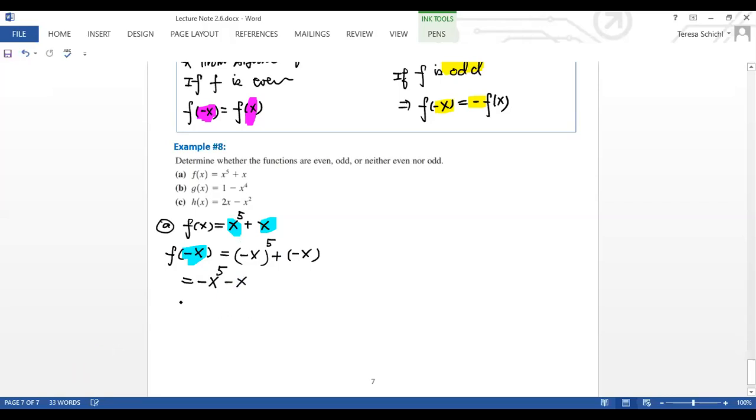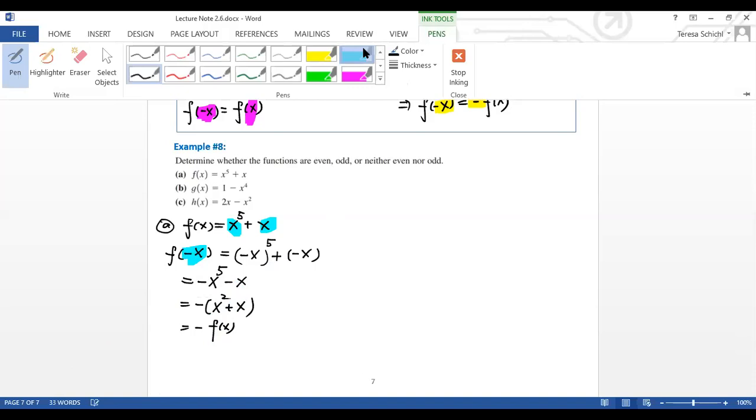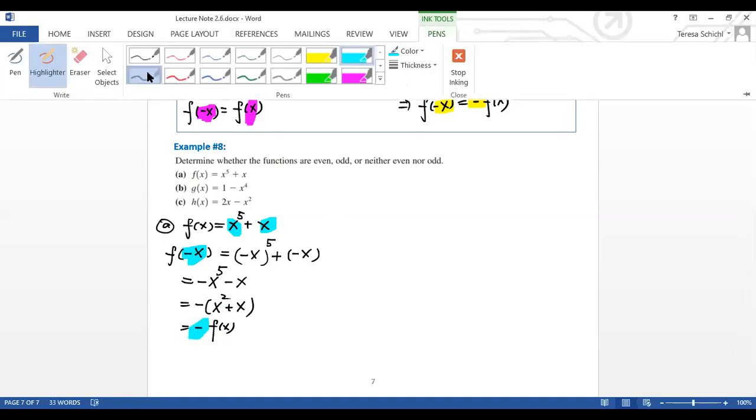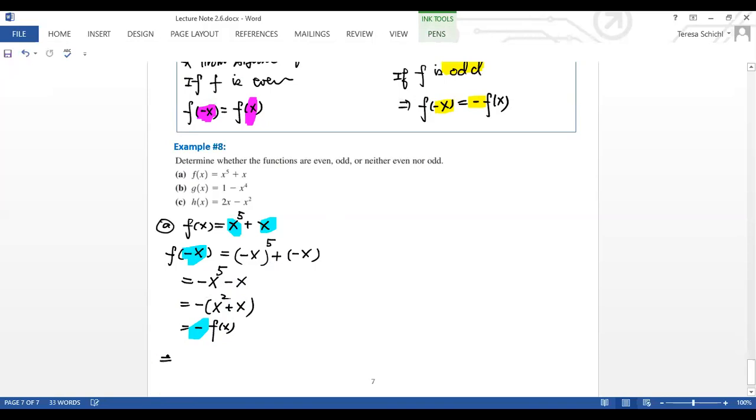Let me factor out the negative: negative of x to the fifth plus x. Gee whiz, what is x to the fifth plus x? It is f of x. So I proved here that f of negative x equals negative f of x. So what is this function? So f of x is what?